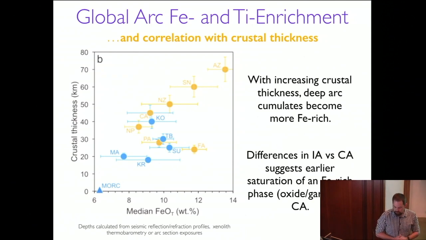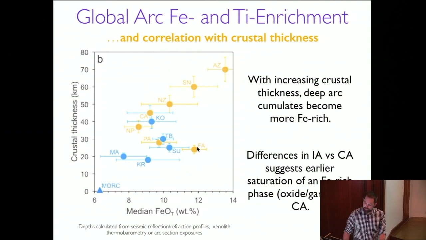And I think this is the crucial message here: when you look at the median iron content of these cumulates, especially in arc environments, here you see the iron concentration in mid-ocean ridge cumulates compared with the iron concentration in island arc cumulates in blue and continental arc cumulates in yellow.